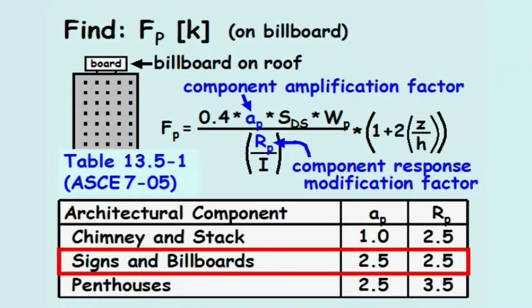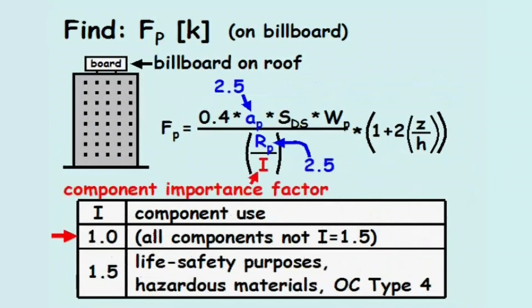The component importance factor, I, equals 1.0 for all components, unless the component is used for life safety purposes, contains hazardous materials, or is attached to an occupancy category Type 4 structure. Therefore, the billboard atop the building is assigned a component importance factor of 1.0.